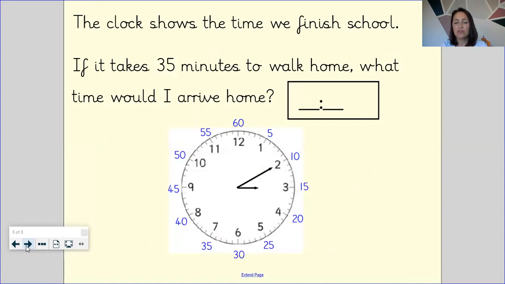The clock shows here the time we finish school. If it takes 35 minutes to walk home, what time would I arrive home? Have a pause, have a go on your own.